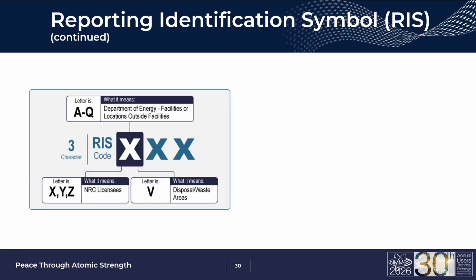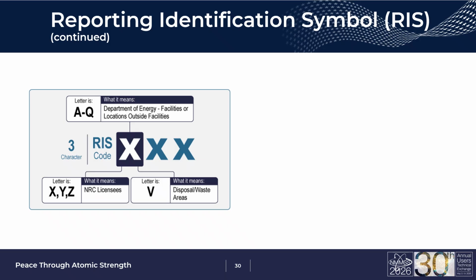Whether you are shipping to or receiving material from facilities both within or outside of the U.S., a reporting identification symbol, RIS, may be either 3 or 4 characters in length. The first character of the RIS code is critically important. The first character identifies the facility association for the RIS.